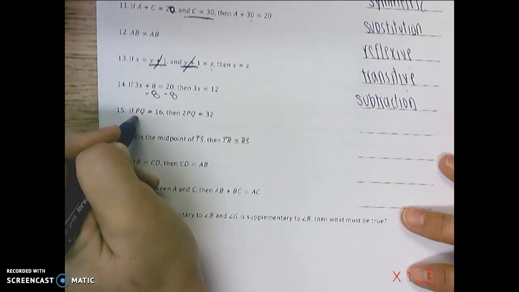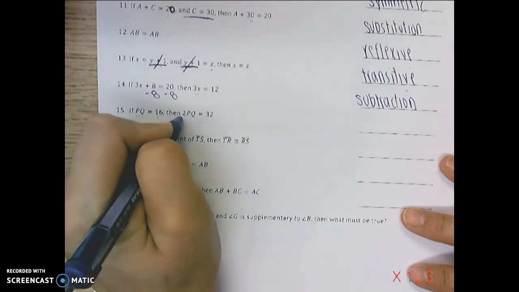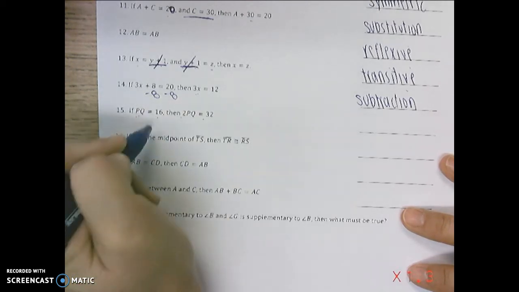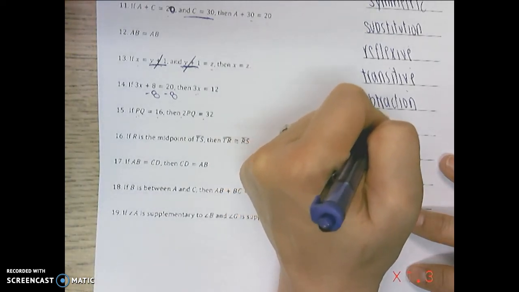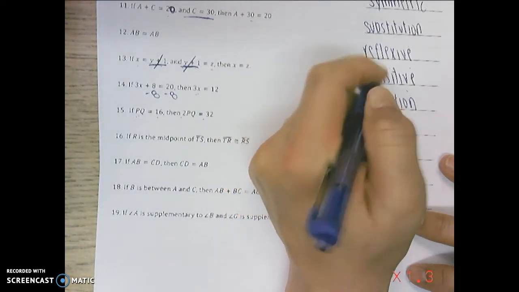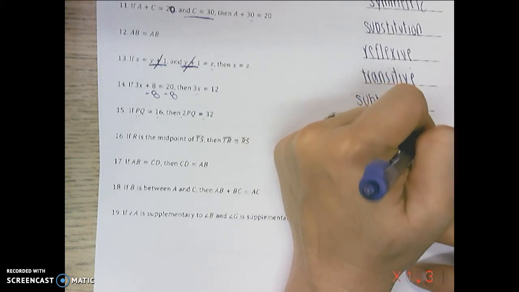Alright, and what am I doing to PQ equals 16 to get it to be 2PQ equals 32? I'm multiplying both sides by 2. Multiplication property.